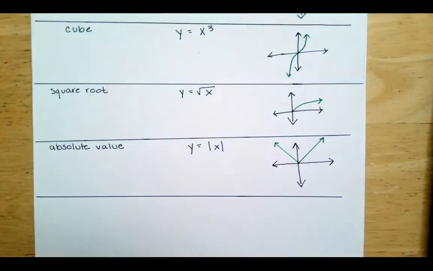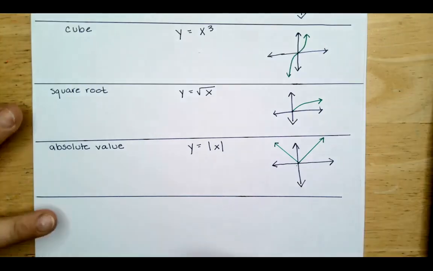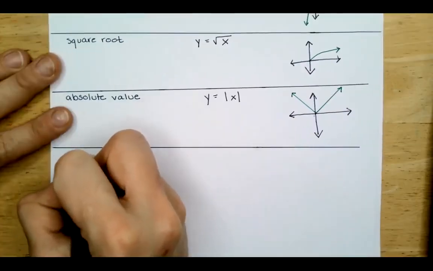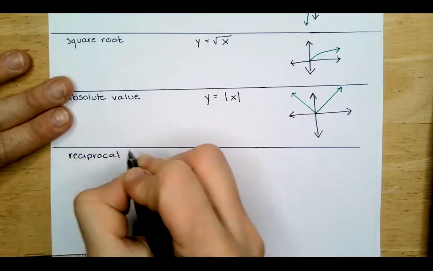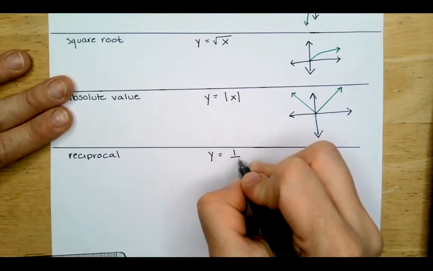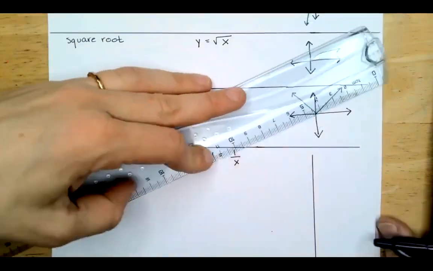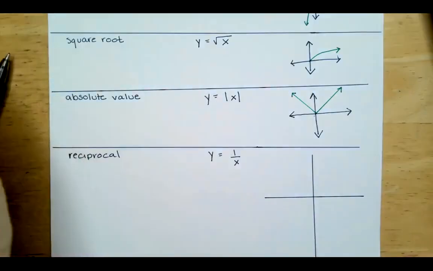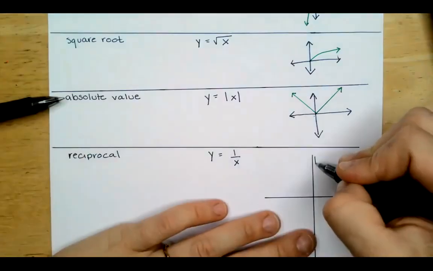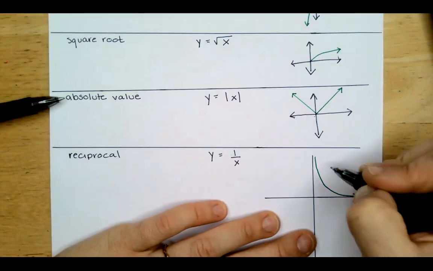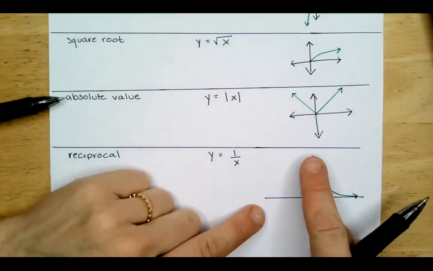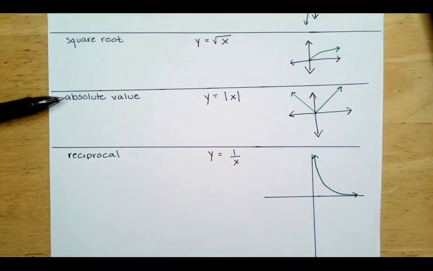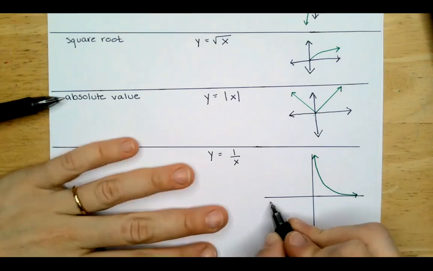After absolute value, what did we do? Let me see. And then we just did reciprocal. Reciprocal was f of x equals 1 over x. This one's a hard one, but what happens is we approach both the y-axis and the x-axis. I never touched.